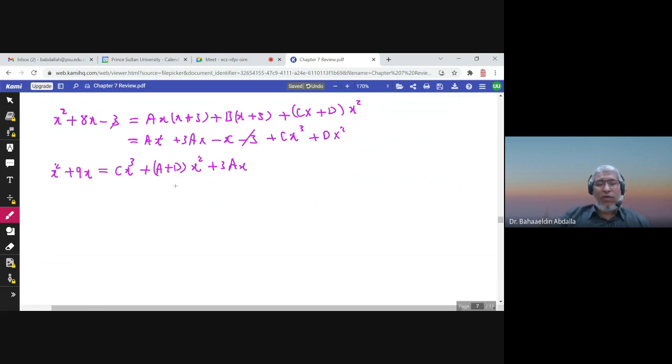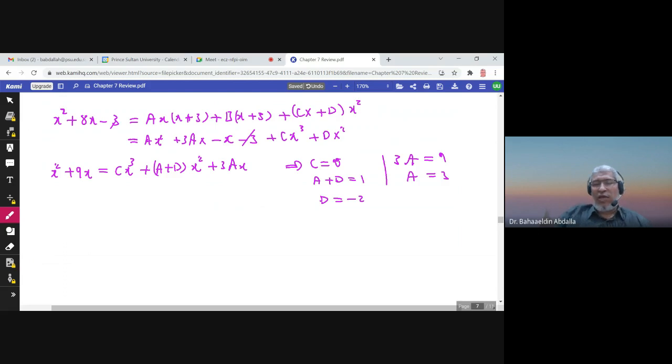So from here, comparing the coefficients, there is no x cubed on the left-hand side, so c has to be 0. For x squared, a plus d should be 1, because the coefficient of x squared here is 1. And 3a, the coefficient of x, should be equal to 9. So a is 9 over 3, which is 3. And if a is 3, then d is 1 minus 3, or negative 2.